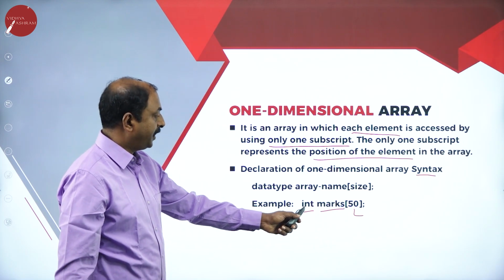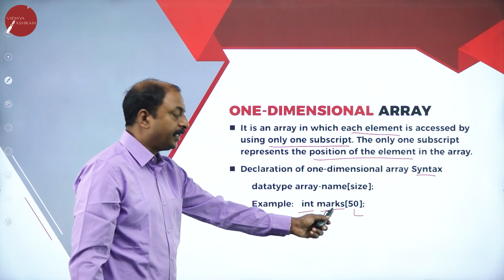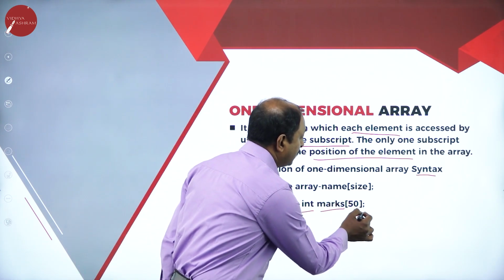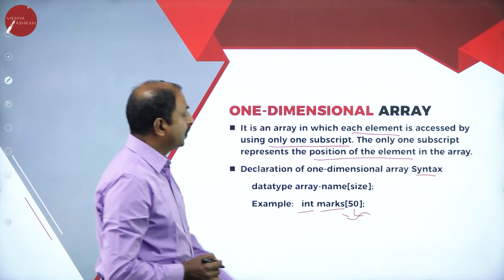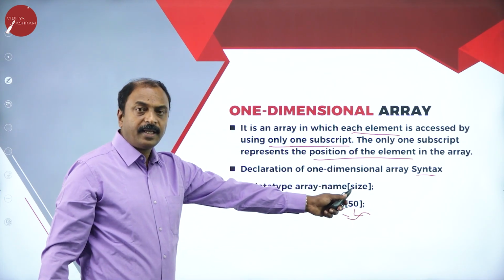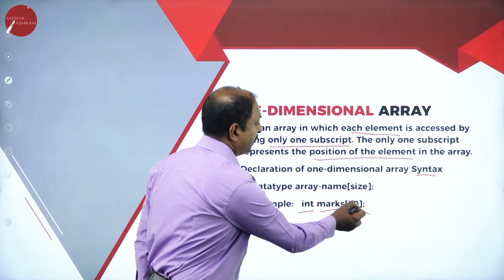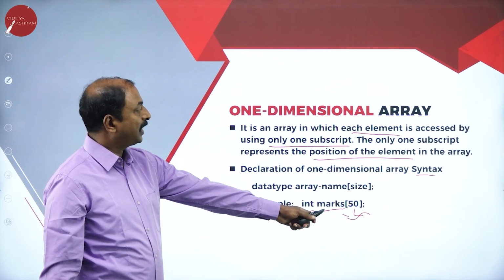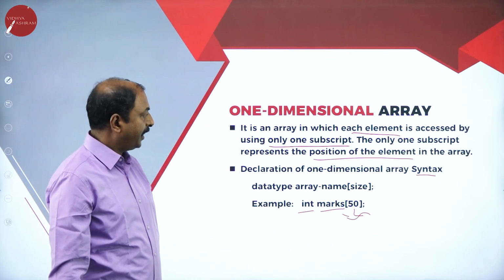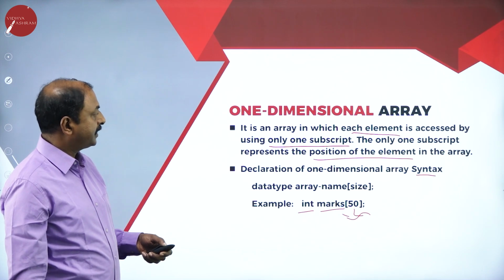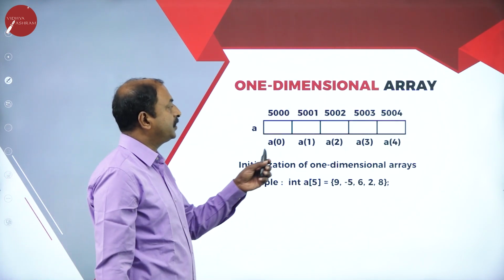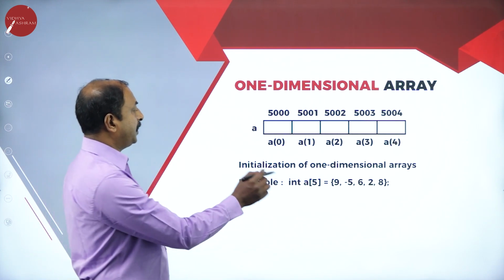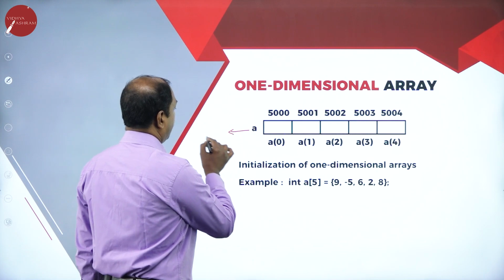So here int is a data type, the name of the array is marks, it is an identifier, and the size is 50. This is called a subscript. In this example, in a one-dimensional array, there is only one subscript that is written within a square bracket. That is the meaning of one subscript for a one-dimensional array. Now we can look at this example here. See, this is how we assume an array or the elements are stored in computer memory. Suppose here A, this A is the name of an array.